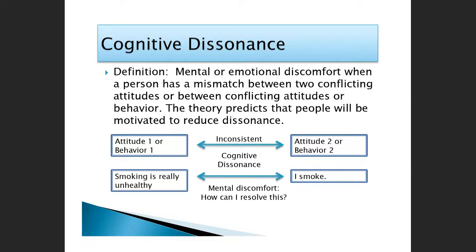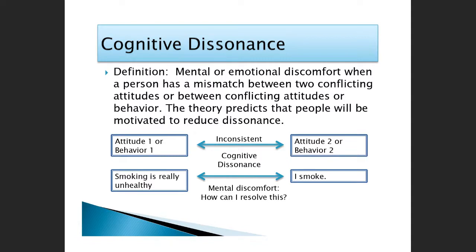So cognitive dissonance is when there is mental or emotional discomfort. We're uncomfortable when a person has a conflict between two attitudes, or between an attitude that conflicts with their behavior. So the theory is that when we say one thing and do another, or we have two opposing beliefs, it makes us uncomfortable. And the theory predicts that people will be motivated to reduce the dissonance and make everything consistent.